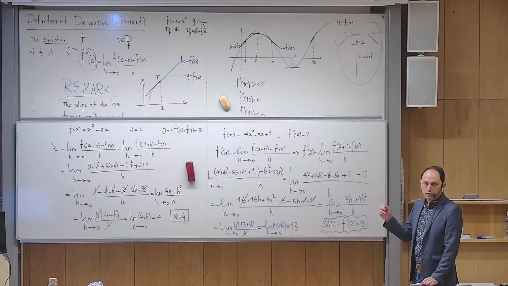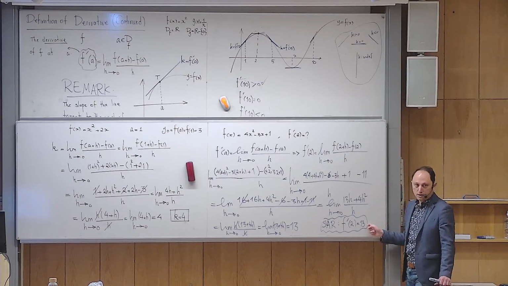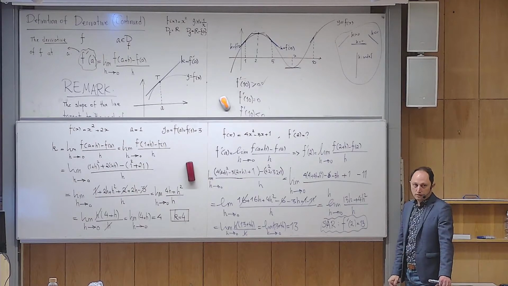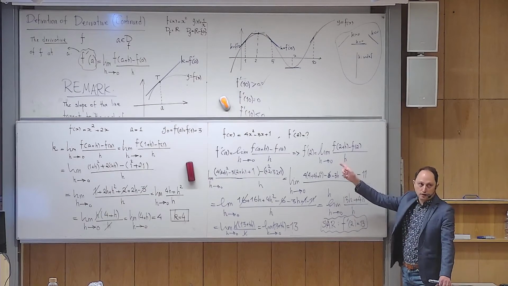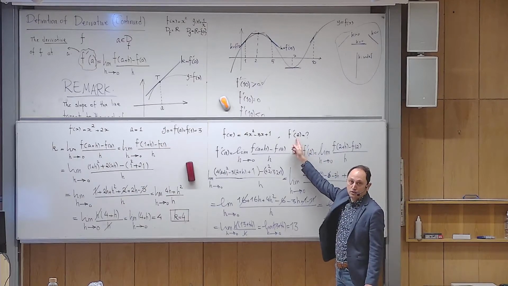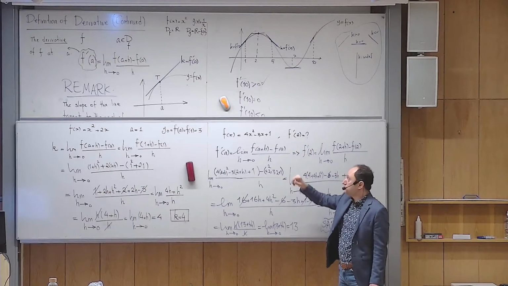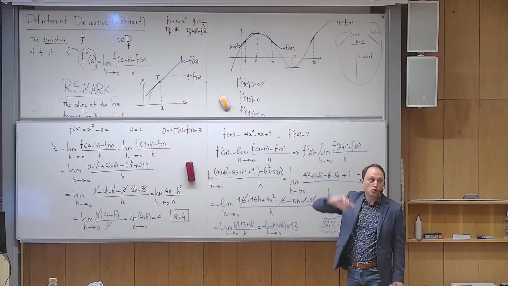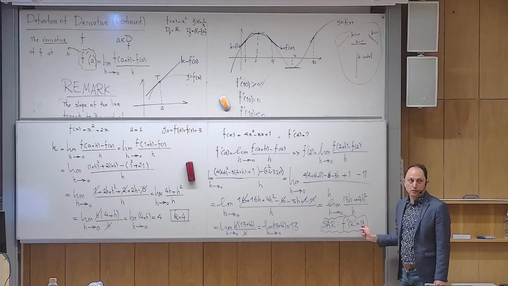If I want to see geometrically, what is the meaning of this number? Yes? It's the slope of the tangent line at the point 2. Exactly. So it means that if I draw the graph of that function and find a point whose x-coordinate is 2 on the graph and draw the tangent line, the slope of that tangent line is this number.